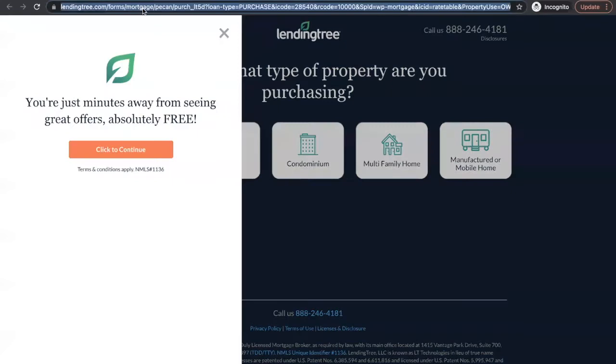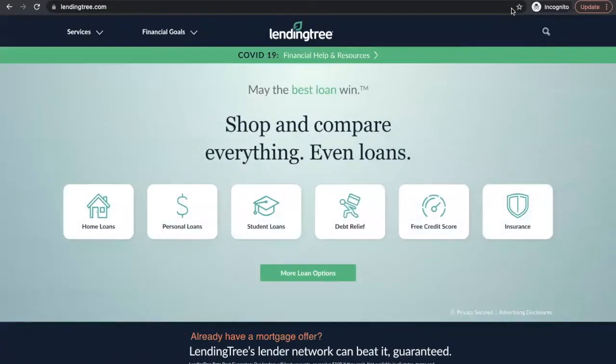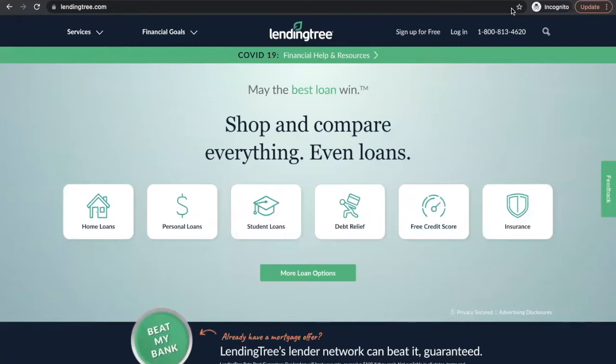So that's the experience on LendingTree. They're going to aggregate a ton of leads, and they're going to typically sell those leads to up to 5 lenders. And that is what the experience is like for a mortgage company that participates on LendingTree.